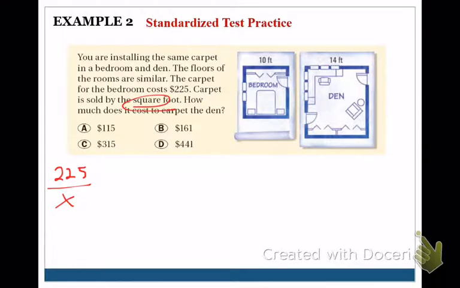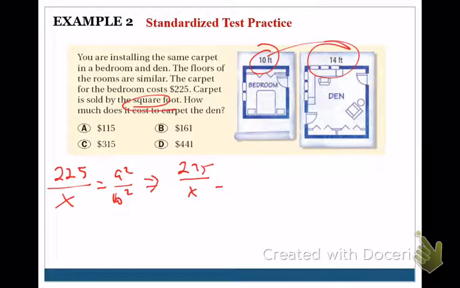Okay, well, this is based on area, so the ratio is going to be similar to the ratio of areas. In other words, it's going to be equal to the scale factor squared, right? A squared over B squared. Well, the scale factor comes from matching up corresponding sides, 10 and 14. So what that gets us is 225 to x has to be equal to 100 over 196.